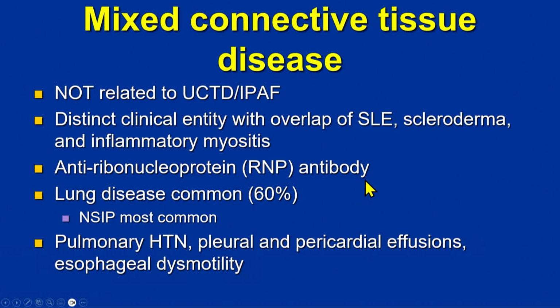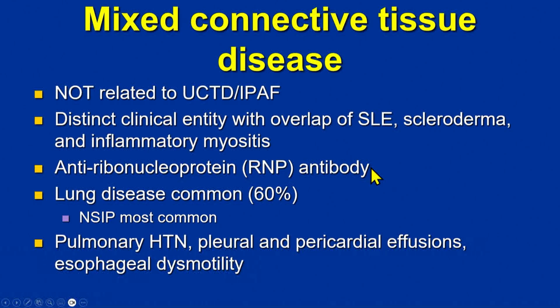And let's talk about mixed connective tissue disease now. So mixed connective tissue disease is very different from undifferentiated connective tissue disease or interstitial pneumonia with autoimmune features. I remember as a medical student, I struggled with this. I don't know why, but for some reason, I equated MCTD, mixed connective tissue disease, with undifferentiated connective tissue disease, when in fact, mixed connective tissue disease is a defined connective tissue disease. Undifferentiated connective tissue disease is not.